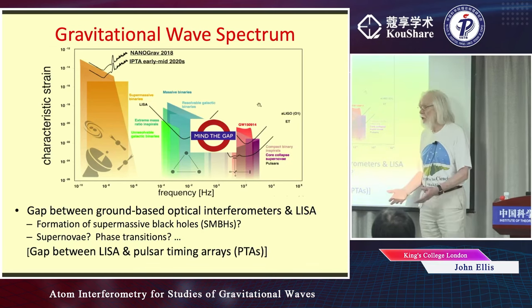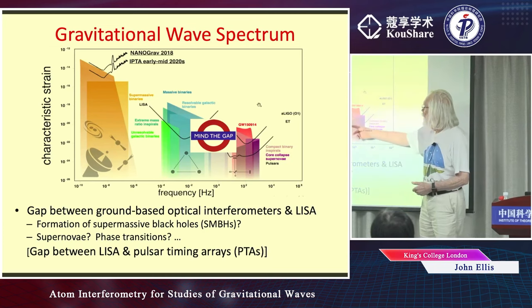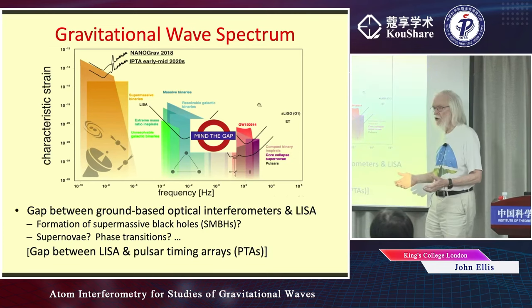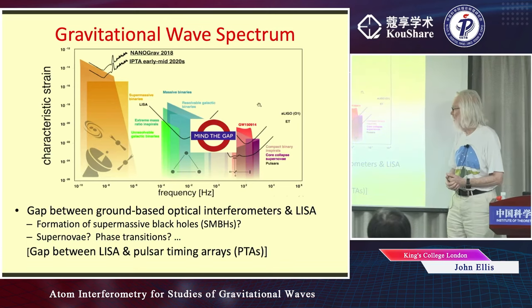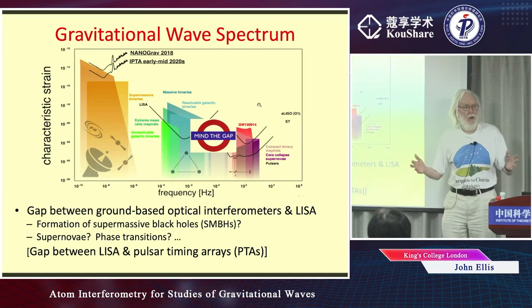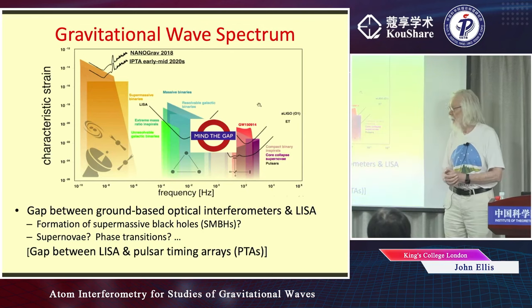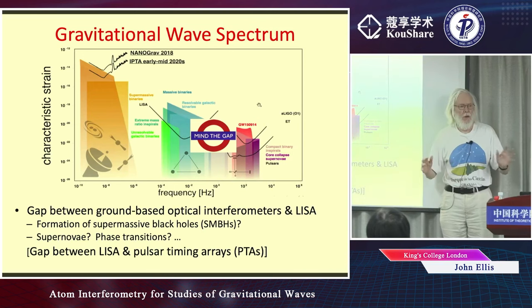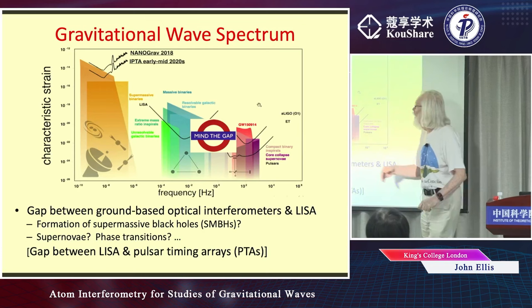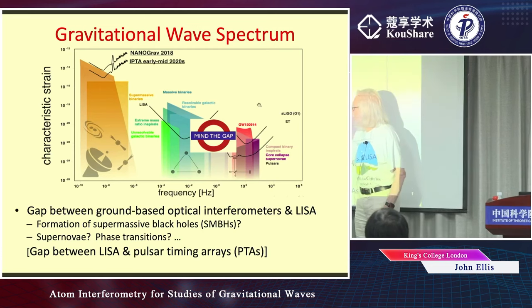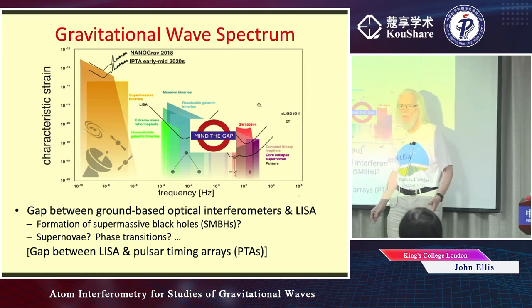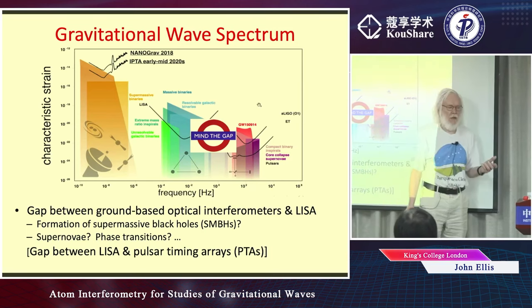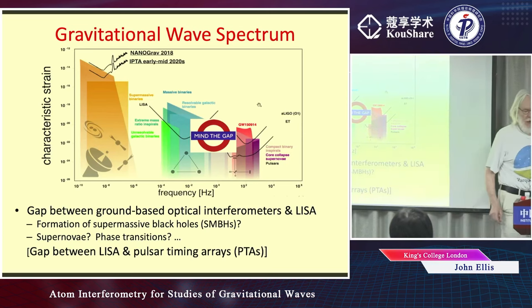As I've already advertised, that gap may provide us with information about how supermassive black holes were assembled, and there are other topics that can also be explored: supernovae, phase transitions in the early universe, and so on and so forth. Then over here on the left, somewhere around the nanohertz frequency range, we've got the sensitivity of pulsar timing arrays, and I'll be coming back to them later on.